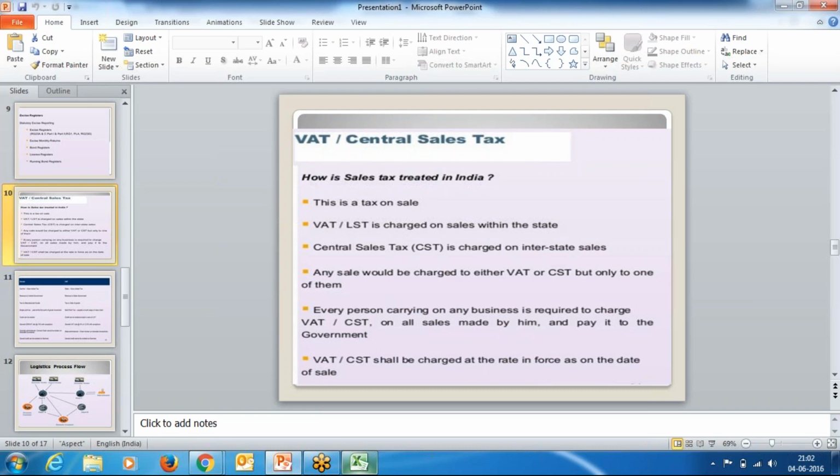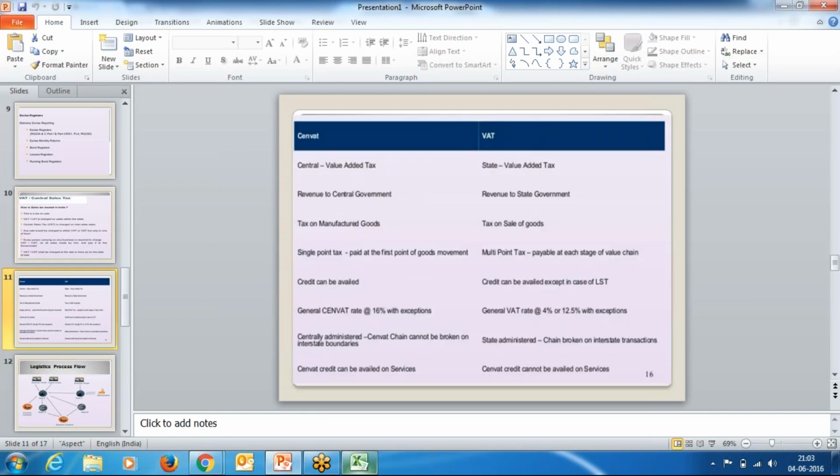Okay, VAT, simple VAT, and second additional VAT. VAT is collected by your state governments. Okay, this is the difference between CENVAT and VAT. First of all, CENVAT is a value-added tax which is collected by the central government, means government of India, while VAT is collected by the state government.